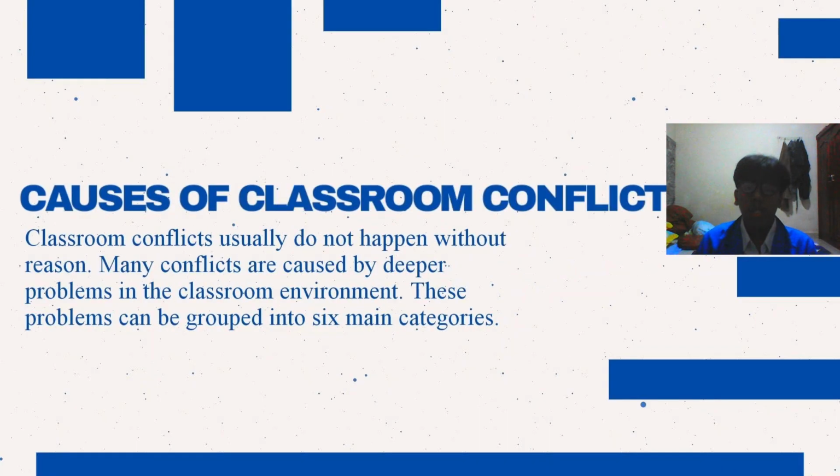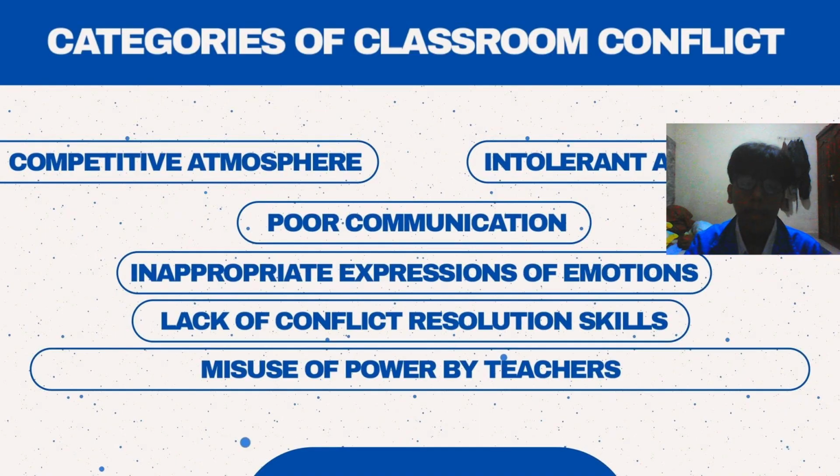Next, causes of classroom conflict. Classroom conflicts usually do not happen without reason. Many conflicts are caused by deeper problems in the classroom environment. These problems can be grouped into six main categories. They are competitive atmosphere, intolerant atmosphere, poor communication, inappropriate expressions of emotions, lack of conflict resolution skills, and misuse of power by teachers.